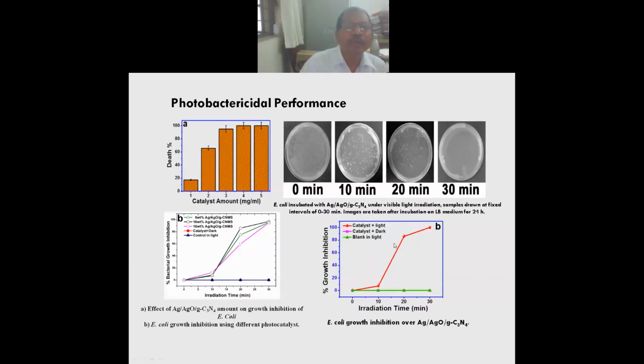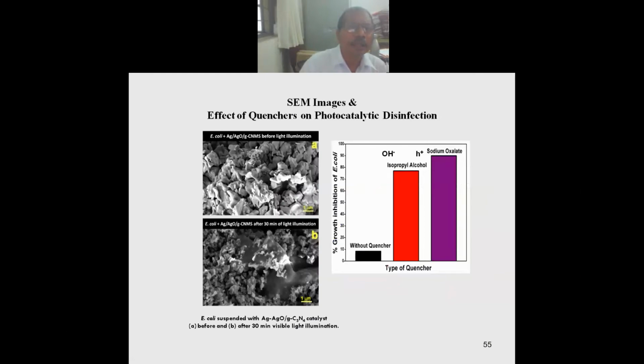This is using the light, and this is without catalyst, and this indicates that this Ag/g-C3N4 can inhibit the E. coli bacterial growth. This is again with the various percentage of Ag loading, its effect on the growth of the bacteria. And this is the same image after degradation, showing the reduction in the population of bacteria.